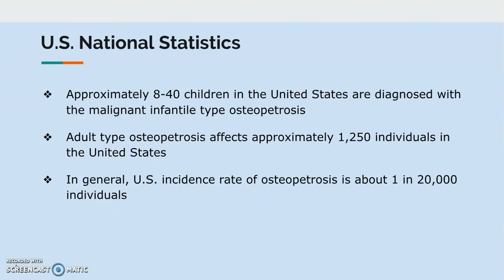As far as national statistics in the United States, approximately 8 to 40 children in the United States are diagnosed with malignant infantile type osteopetrosis, which is a subcategory of osteopetrosis. And adult type osteopetrosis affects approximately 1,250 individuals in the United States. The U.S. incidence rate is about 1 in 20,000 individuals nationally.